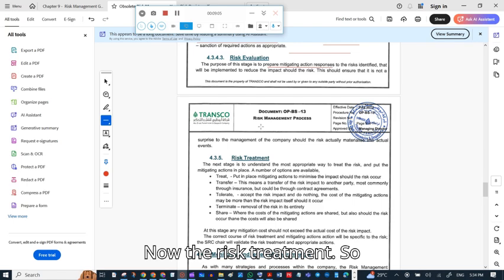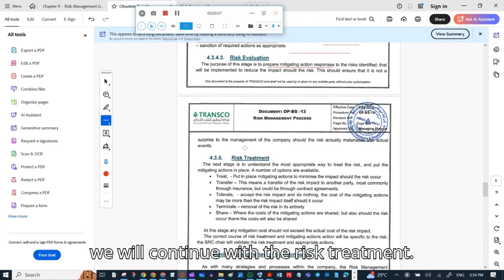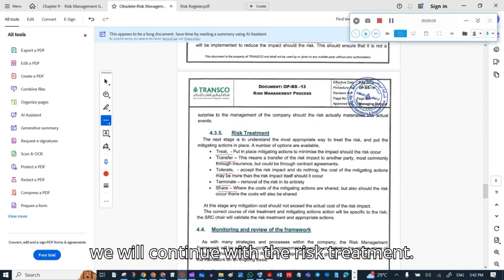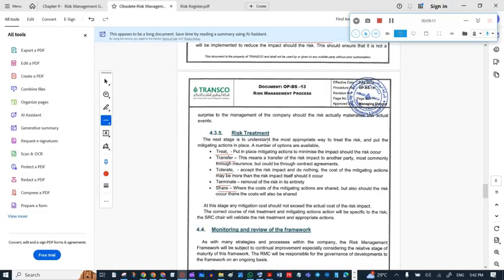Now, we will continue with the risk treatment. There are five methods: treat, transfer, tolerate, terminate, and share. Treat means we are doing mitigating actions to minimize the impact.